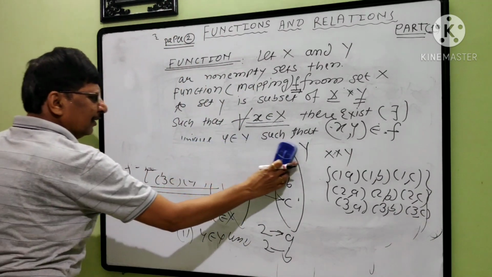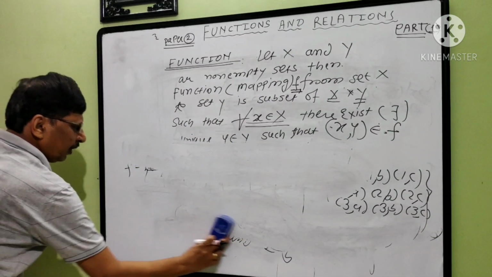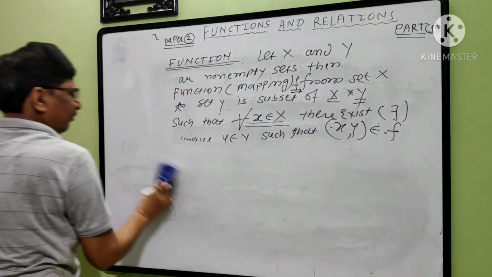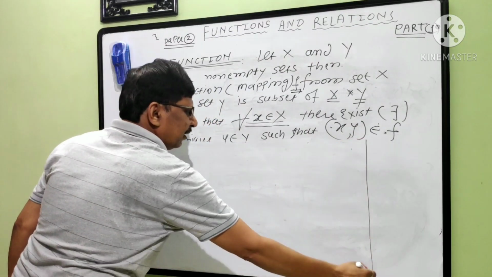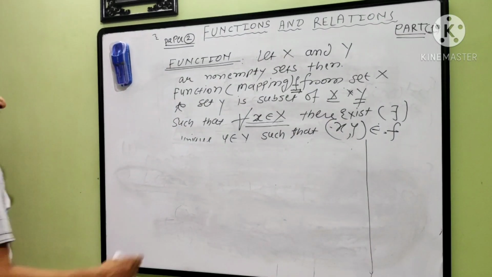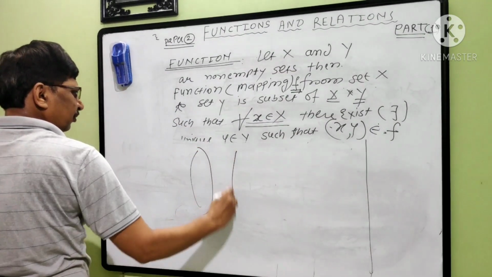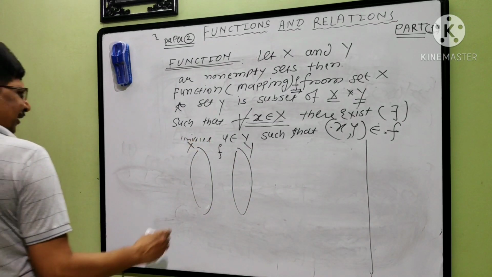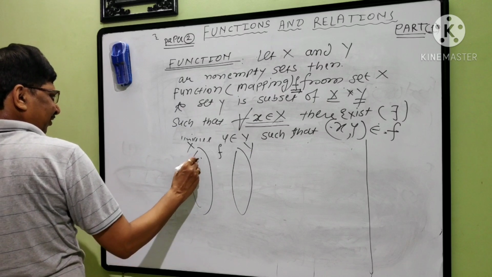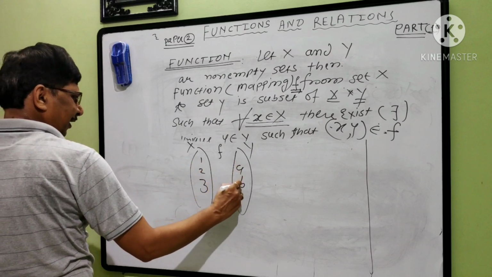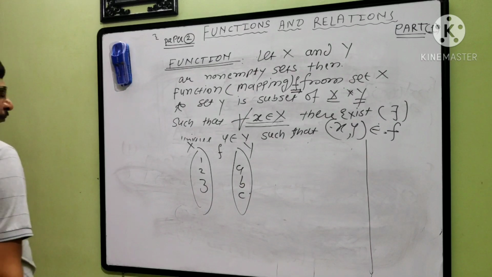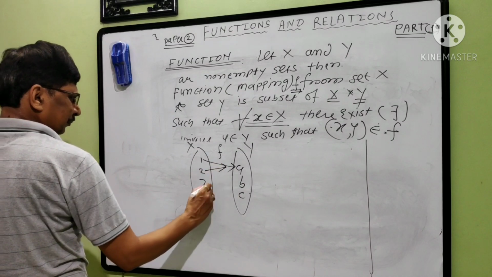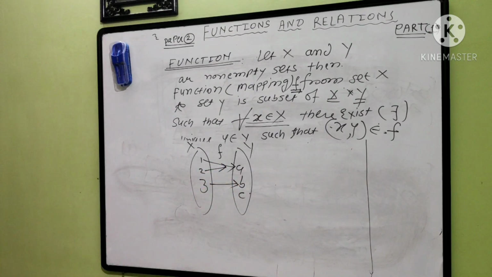Now take another example. Concept must be clear, otherwise it is very difficult to understand the topic. Now again take another example. Suppose this is a set X, this is set Y. This is a mapping. In this set there are some elements 1, 2, 3, A, B, C. I am taking the same example. Now take another example, whether it is a function or not.